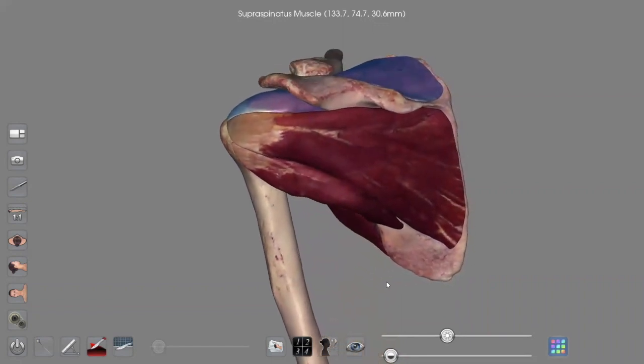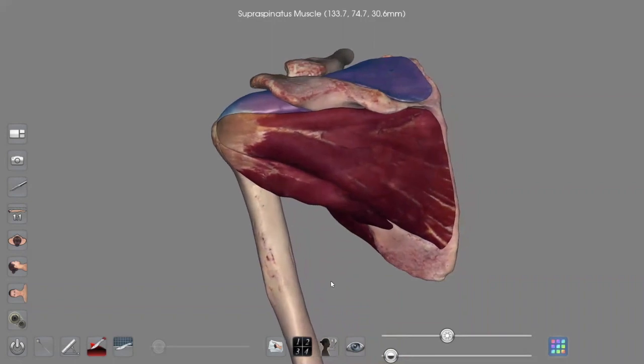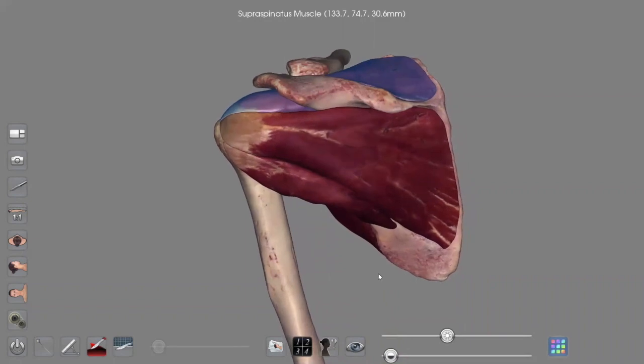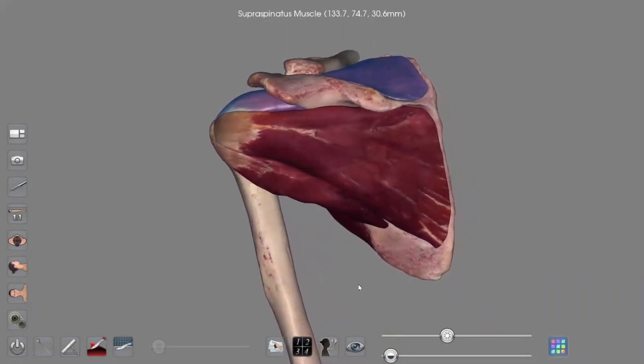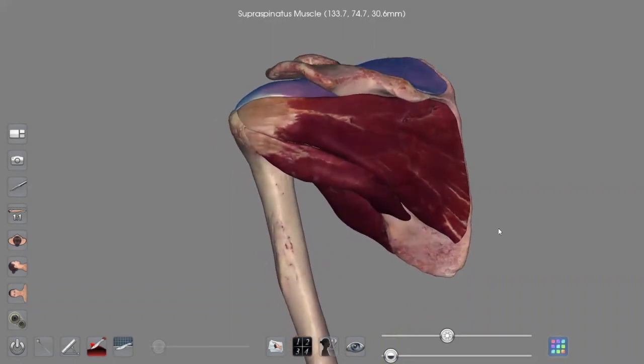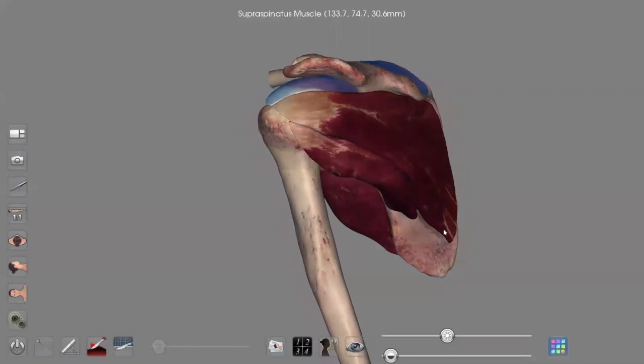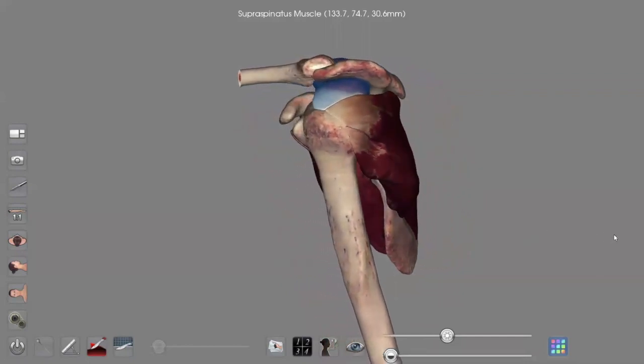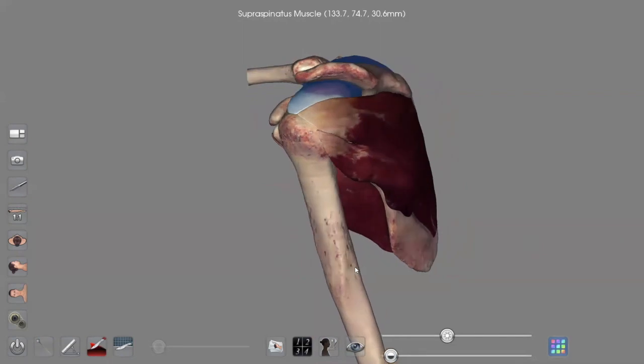The supraspinatus is innervated by the suprascapular nerve, which runs within the suprascapular notch. Its blood supply comes from the suprascapular artery, and its action is to initiate abduction, and probably more importantly, contraction of the supraspinatus holds the humerus within the glenoid fossa. So it helps to compress the humeral head against the glenoid and maintain articulation.